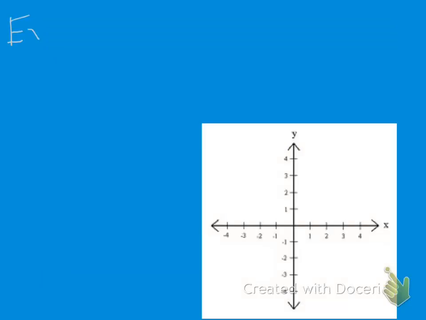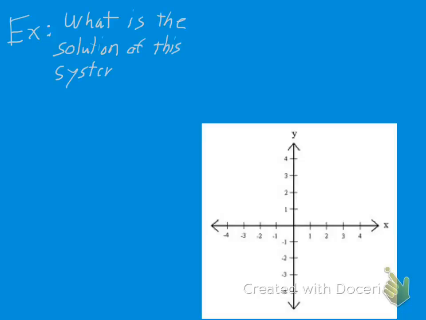Now, let's look at an example. Many times in these examples, the instructions will say something along the lines of, what is the solution to this system? Our two equations are y equals 2x minus 2 and y equals negative x plus 1. Let's graph the red equation first.